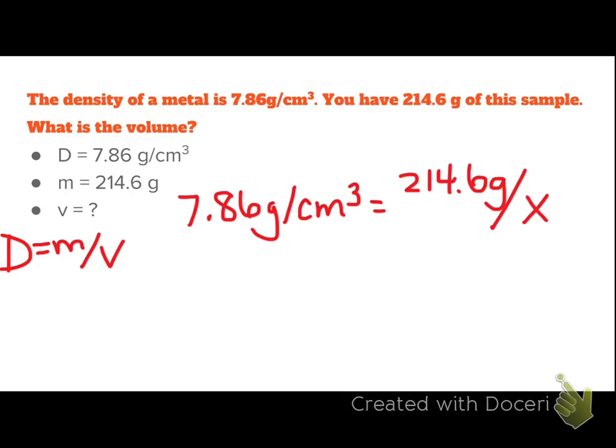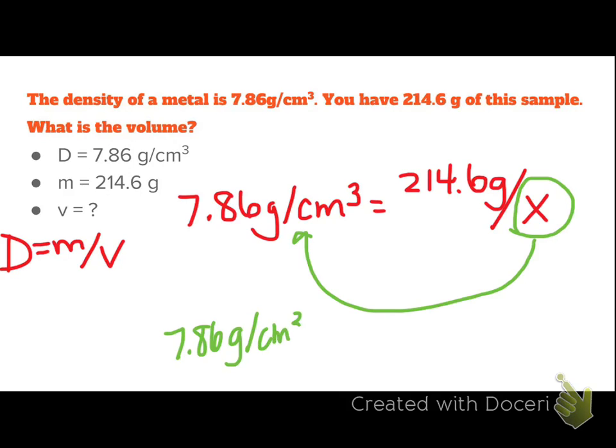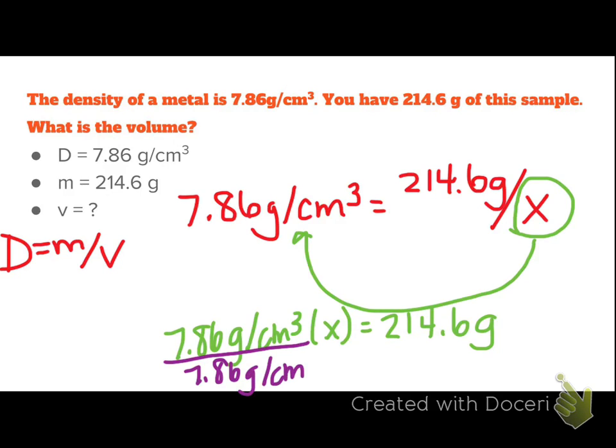Now it gets a little trickier when I have my variable in the denominator. We're dividing by X on each side, so I can multiply by X, and then I would have 7.86 grams per centimeter cubed times X equals 214.6 grams. Now this looks like something we can work with a little better, because I can just divide each side by 7.86 grams per centimeter cubed. So I take 214.6 divided by 7.86, and that equals 27.30.